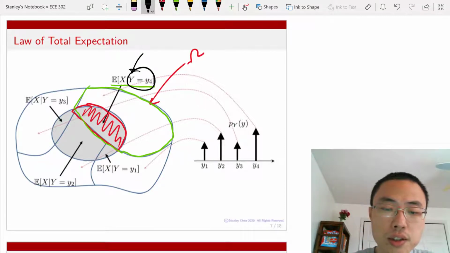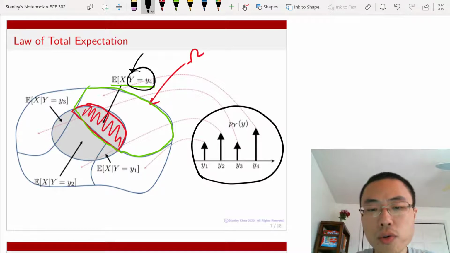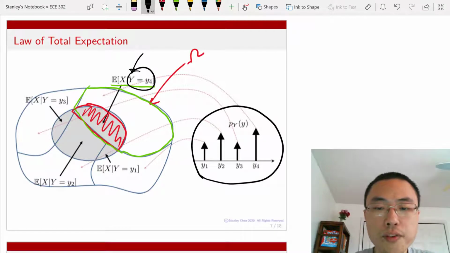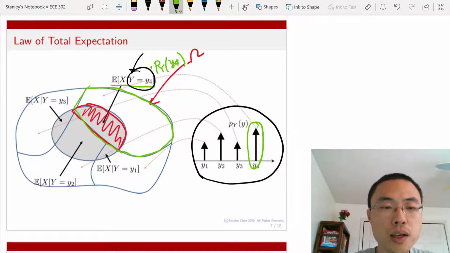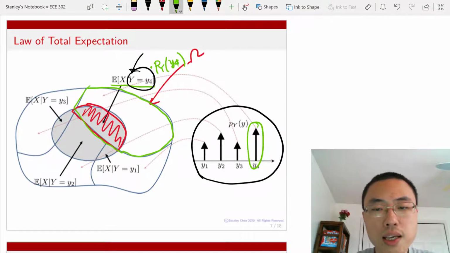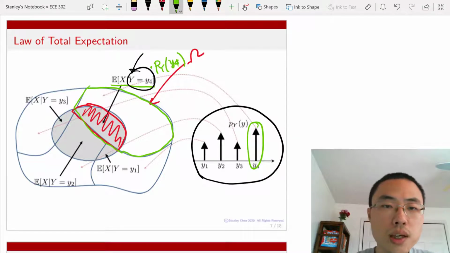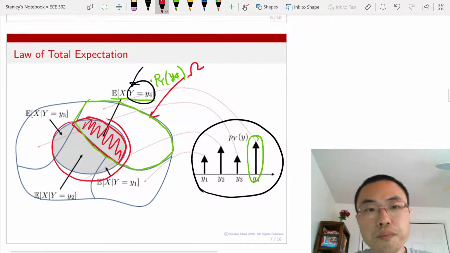Let's say here is your PDF of Y. Y is given by here. You have 4 states, and y4 has this probability. Therefore, you need to multiply this with this number. So you have this probability p_Y(y4), you multiply it with this number, and then you sum over all the other cases. Then you will be able to get this entire region of expectation.